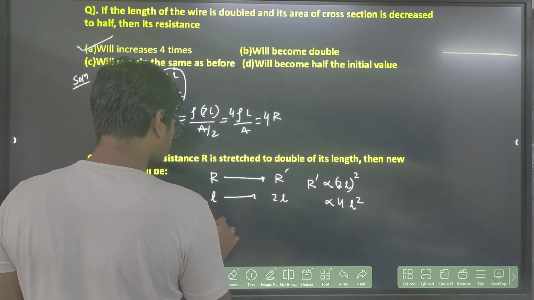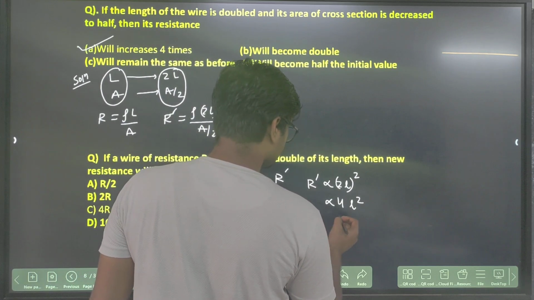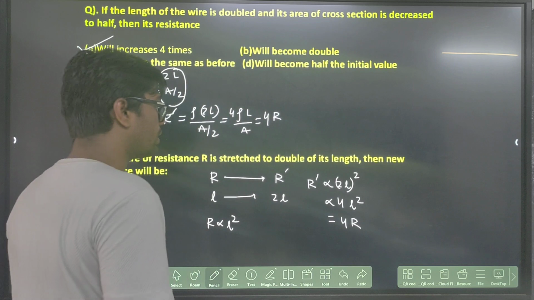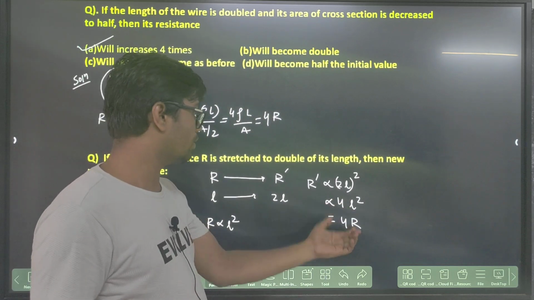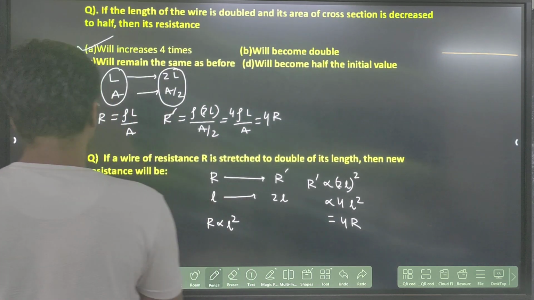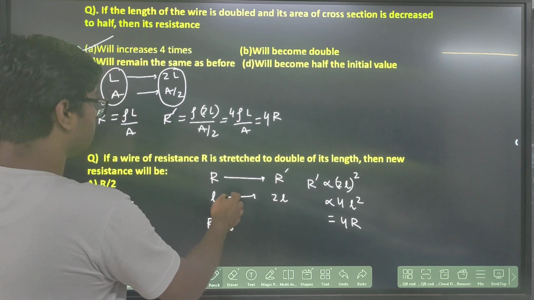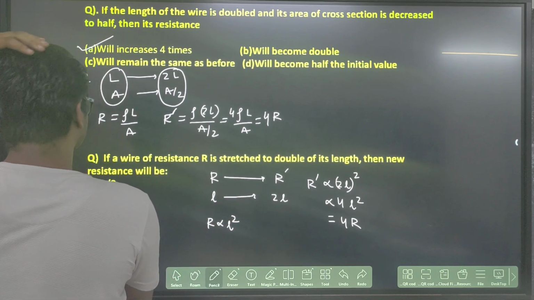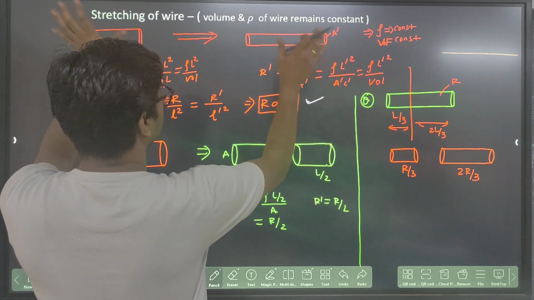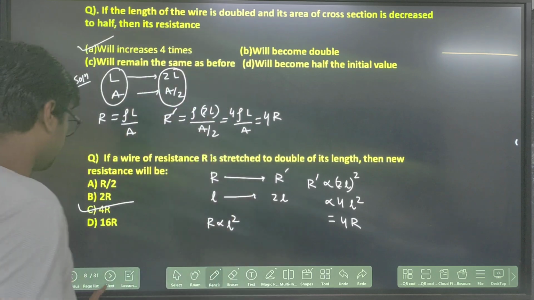And you know that the resistance is proportional to L square. So I can write R dash is equal to 4 into R. Clear? R is proportional to L square, so it will be 4 into R. So it increases 4 times. That same concept I have used, this stretching. Same thing. If you write it for both the wires, you will get the same answer, 4R.